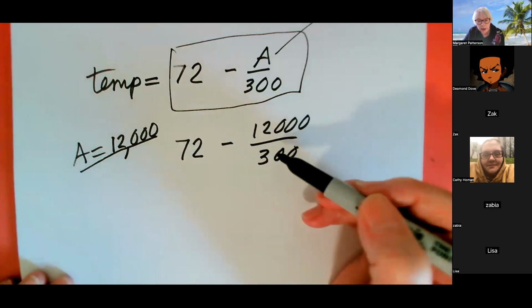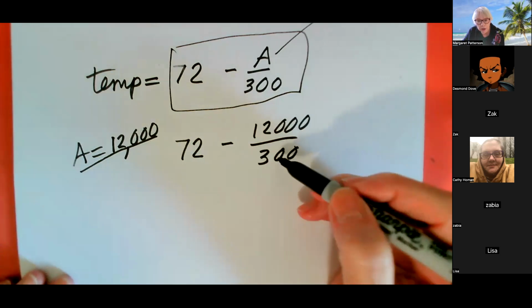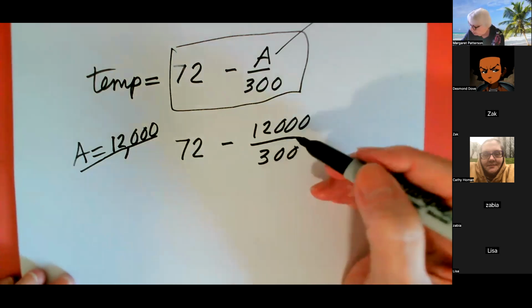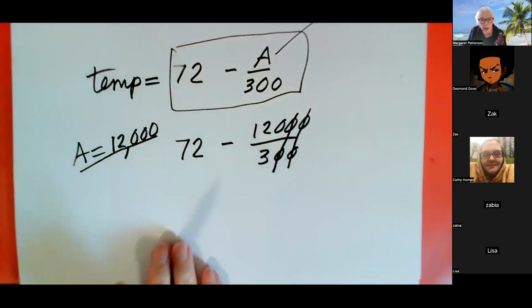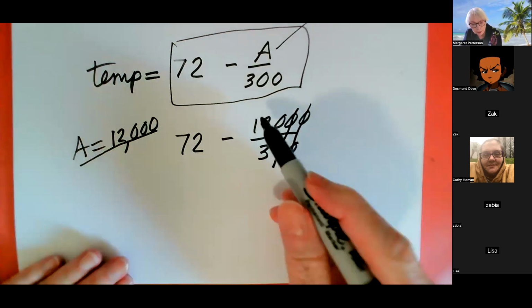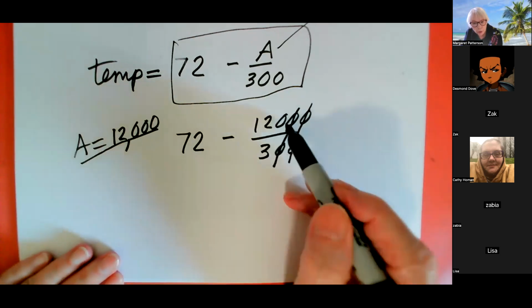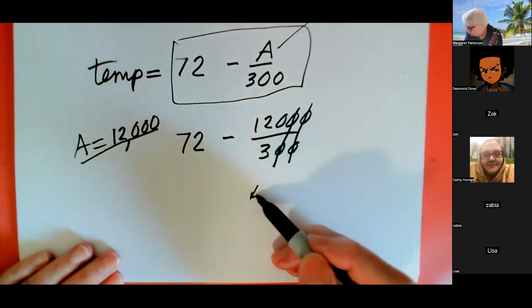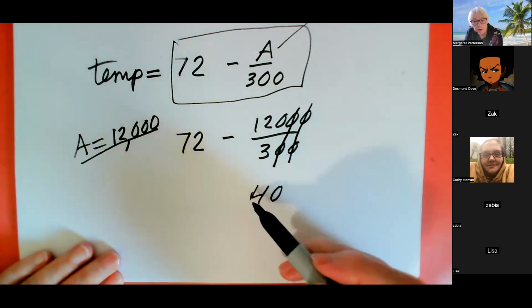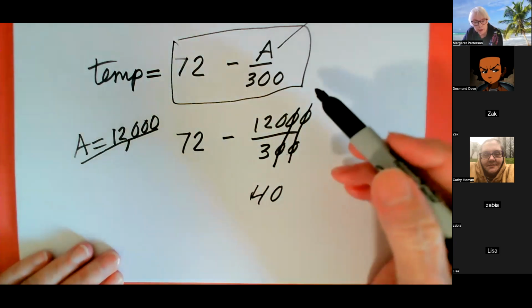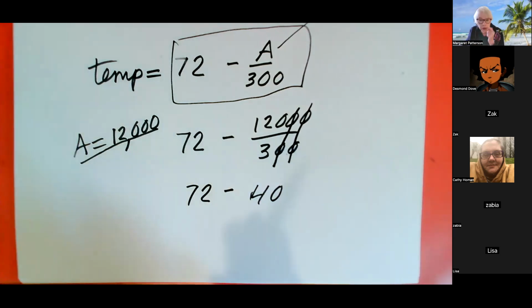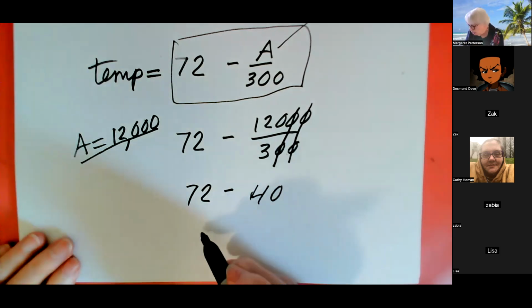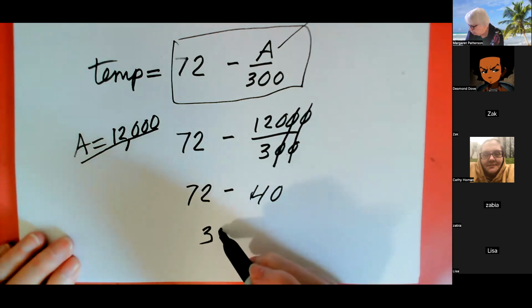Now notice I like to simplify things. There's 2 zeros here. I like to take out back zeros when I can, so my life is easier. So 3 into 120 is 40. So 3 into 12 is 4, 3 into 0 is 0. So I took out those zeros. So my answer is 72 minus 40. So my temperature would be 32.